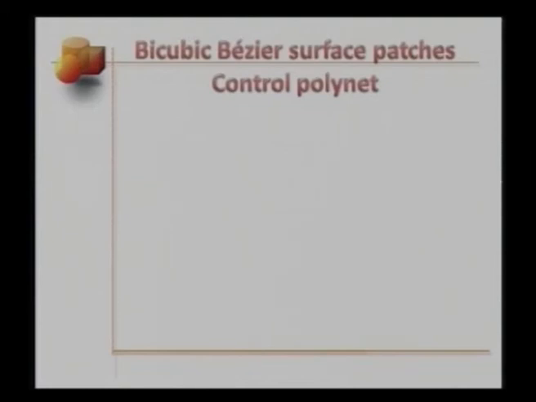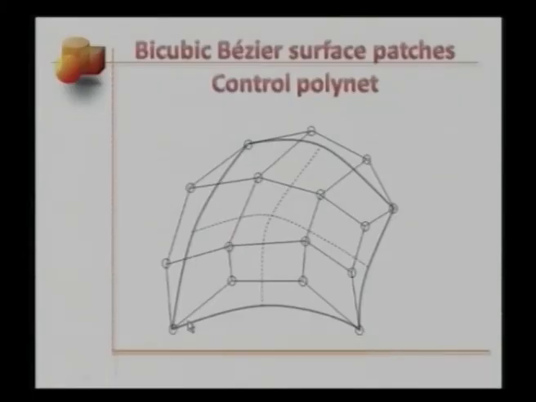Bicubic Bézier surface patches control polynet or control net. This is how your polynet or net will look like. So a user will be specifying 16 data points, and the corresponding bicubic Bézier patch will be observed like this, with these 4 as bounding curves.